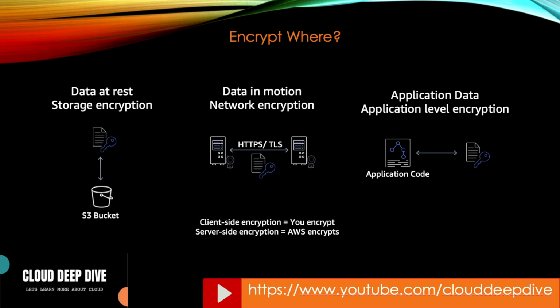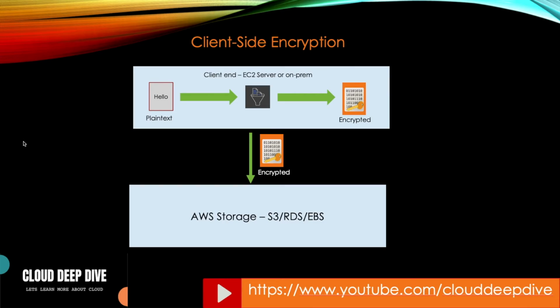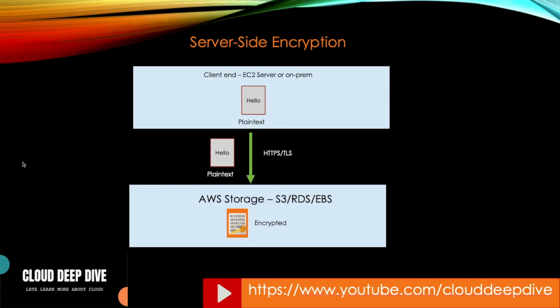If I show you in pictorial form, for client side encryption, you are the client, you have plain text, you convert it into encrypted data and then send it, and this encrypted file will be stored in your AWS storage, which can be EBS, RDS or S3, anything. In server side encryption, you send the plain text. When you're sending the plain text, you need to make sure that when it's going via the channel, it is encrypted. That's why we use an HTTPS or TLS connection here, to make sure that the data in motion, or in flight, is encrypted.